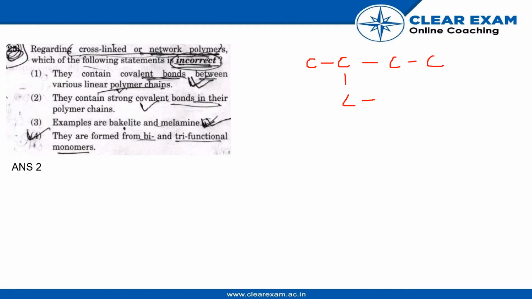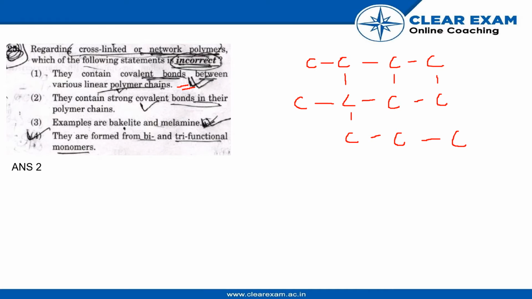So a polymer may have multiple monomers attached to it. And the bonds between them are covalent bonds. So this option is correct.